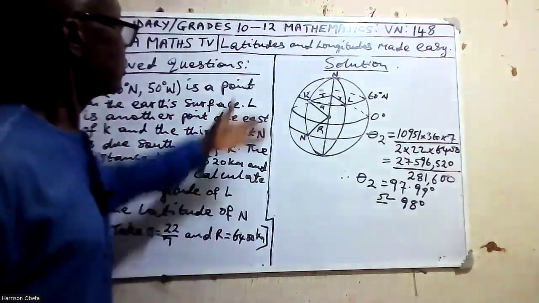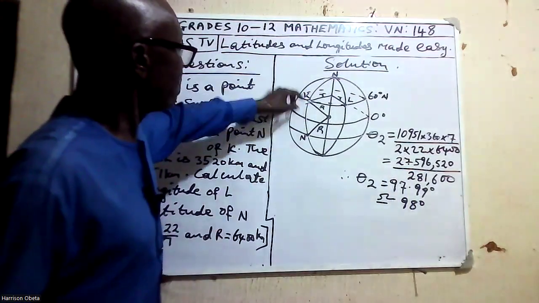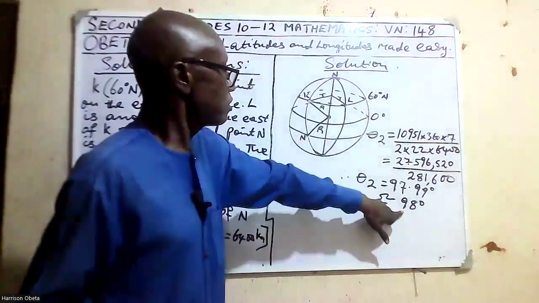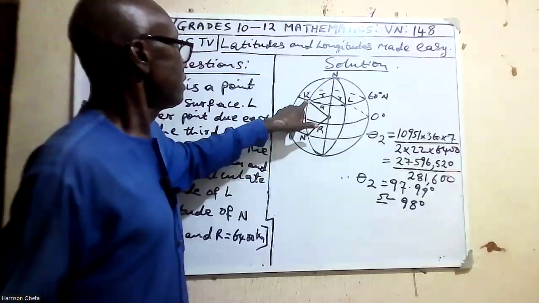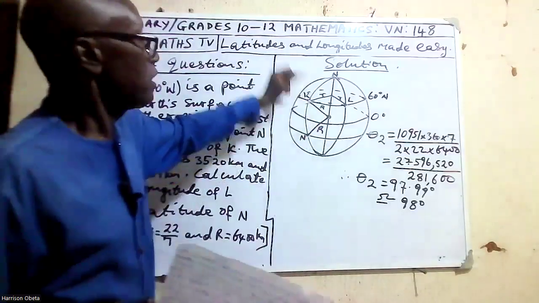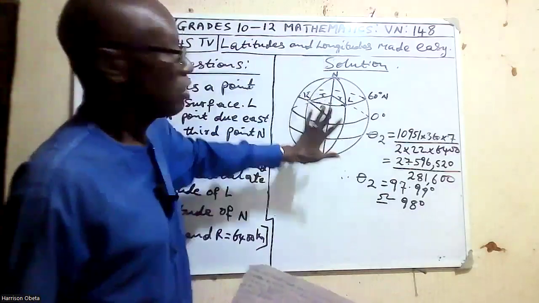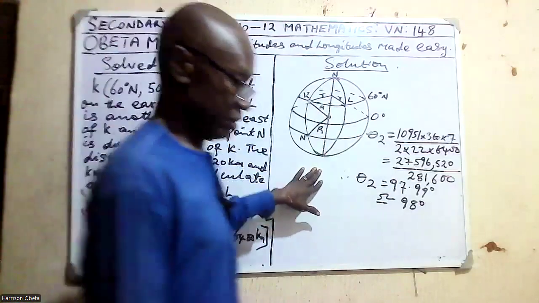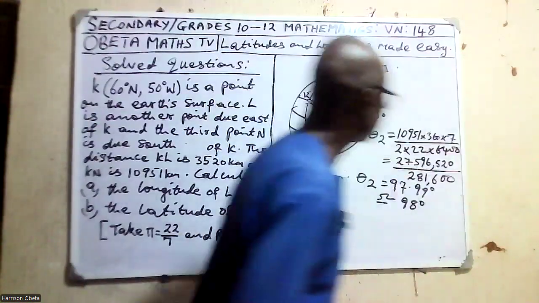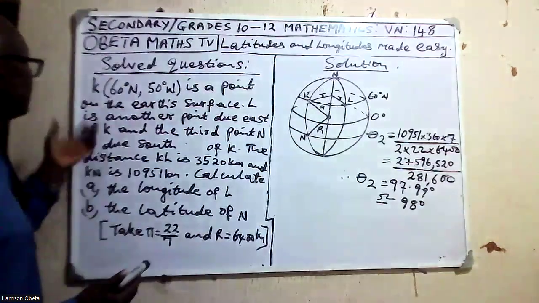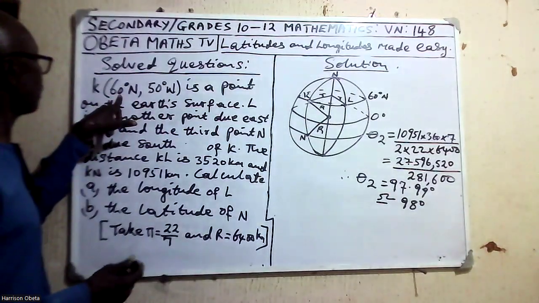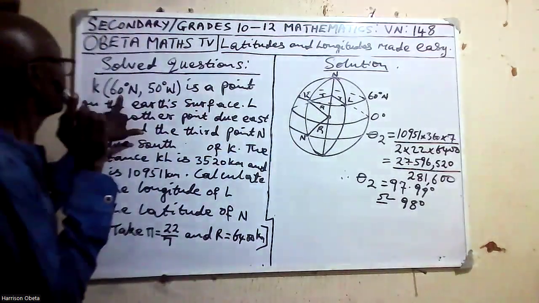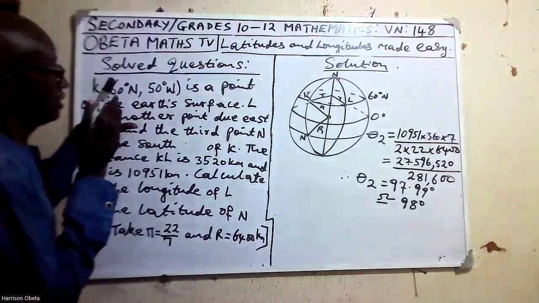And how do we get it? Since we said this is at the southern part of K, again, we have to subtract this from the latitude here. If the answer is positive, it means it's still at the northern part. But if the answer is negative, it means it has gone down to the southern part. So let us do that and see. We go back and check. Remember that the latitude of K is 60 degrees north. So we have to subtract 98 from 60.